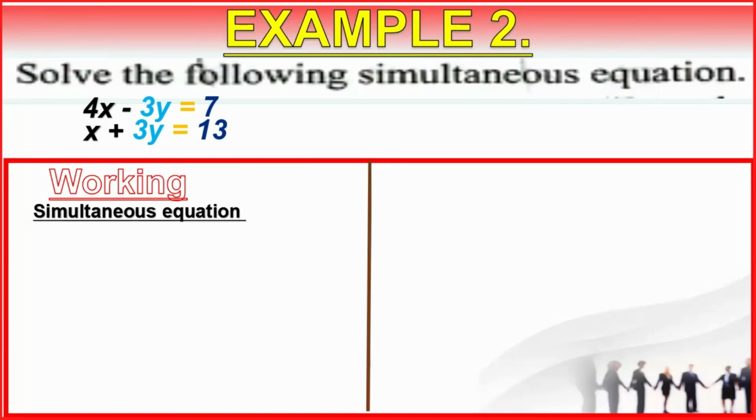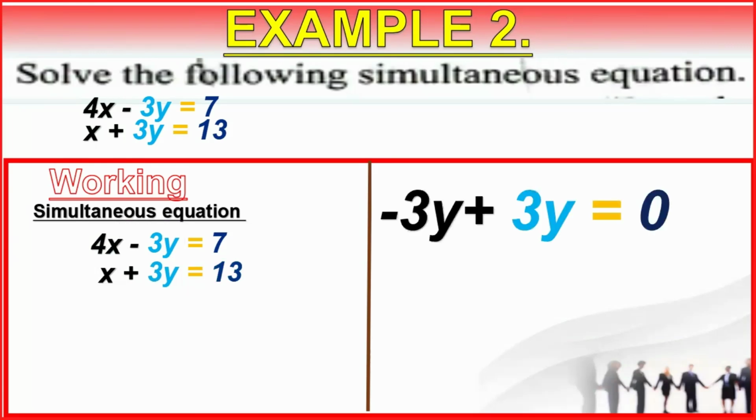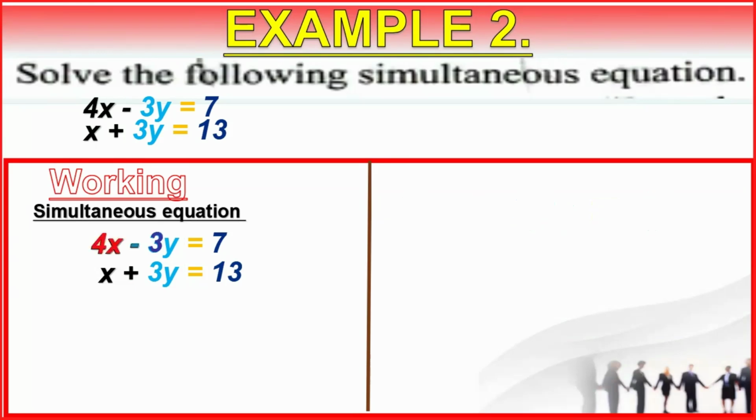Look at negative 3y and positive 3y. They are opposite because they carry opposite signs, so we can do them through addition. So just add. Write 4x minus 3y equals 7 and x plus 3y equals 13. To eliminate y, we know that negative 3y plus 3y equals 0, so you can do it through addition.